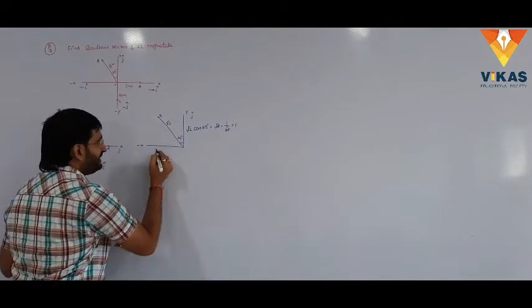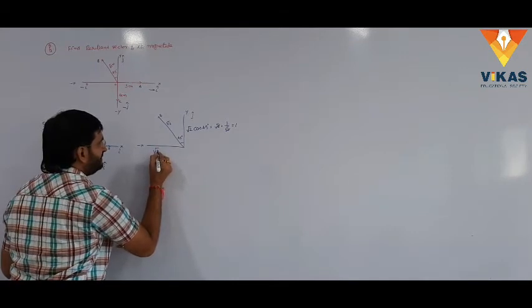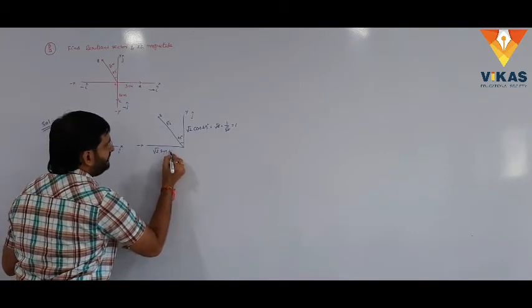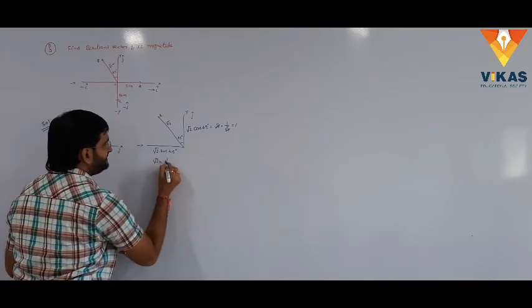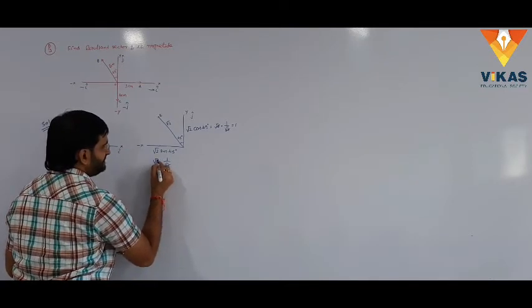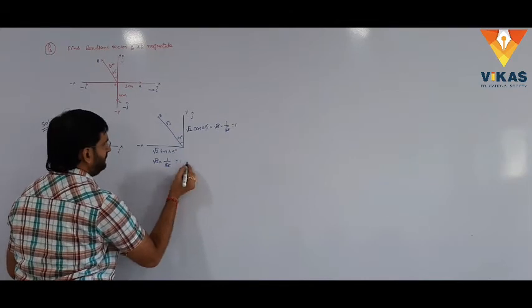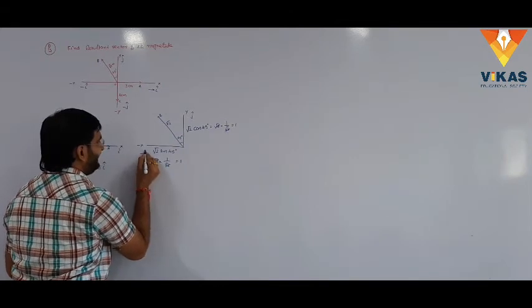The perpendicular to that component is the sine component, that is root 2 sine 45, right? Root 2 into sine 45 is 1/√2. This one gets cancelled, this value is also 1. 1 along minus i cap.